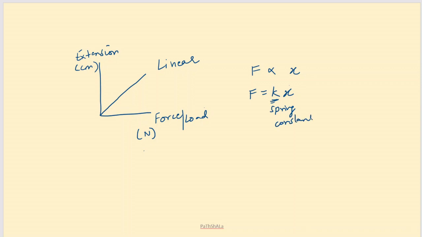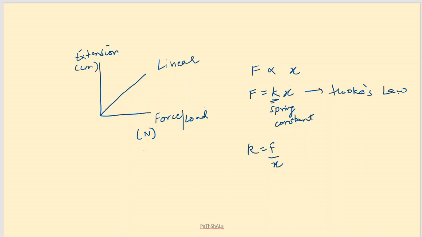Spring constant basically decides the stiffness of the spring. The greater the value of k, the stiffer the spring. The lesser the value of k, the looser the spring. So F = kx, or I can say k = F/x. This is also known as Hooke's law.